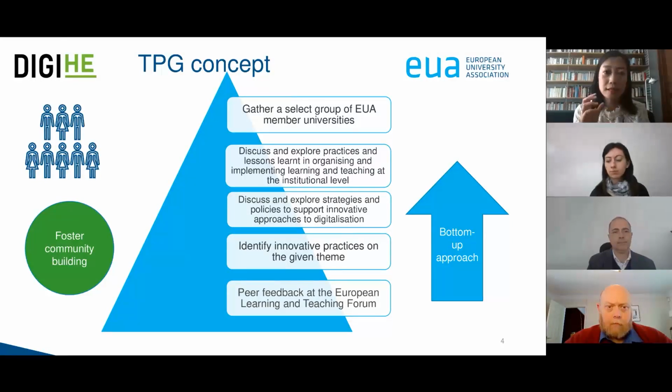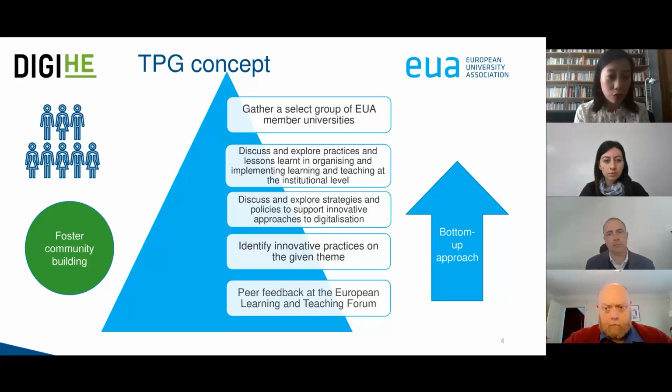I mentioned that this topic of curriculum and assessment in a DELT context was addressed in a thematic peer group. What is a thematic peer group? The concept is to gather a selected group of EUA member universities. What we did there is discuss and explore practices and lessons learned in organizing and implementing learning and teaching at the institutional level, but also explore the challenges related to the theme, and strategies and policies to support innovative approaches to digitalization, identify some innovative practices, and from there, on a bottom-up approach, identify recommendations that the group of institutions involved in the TPG could formulate, also to be shared with peer institutions across the European higher education area.